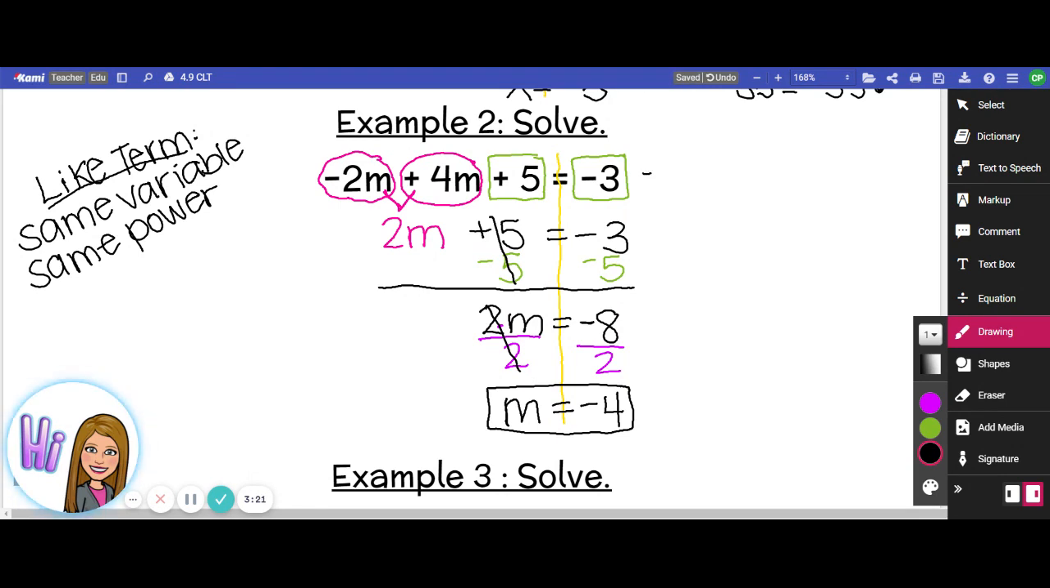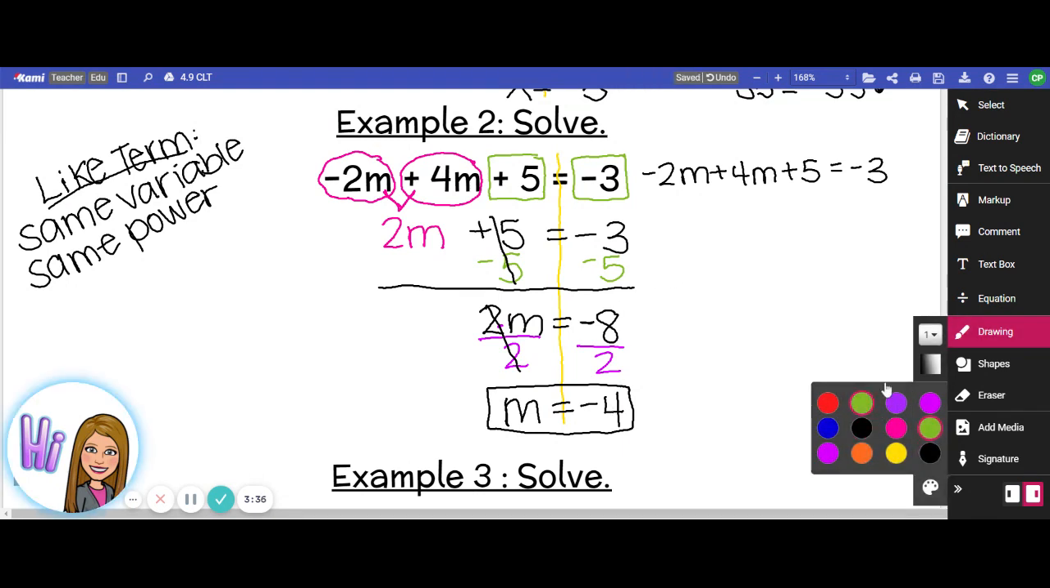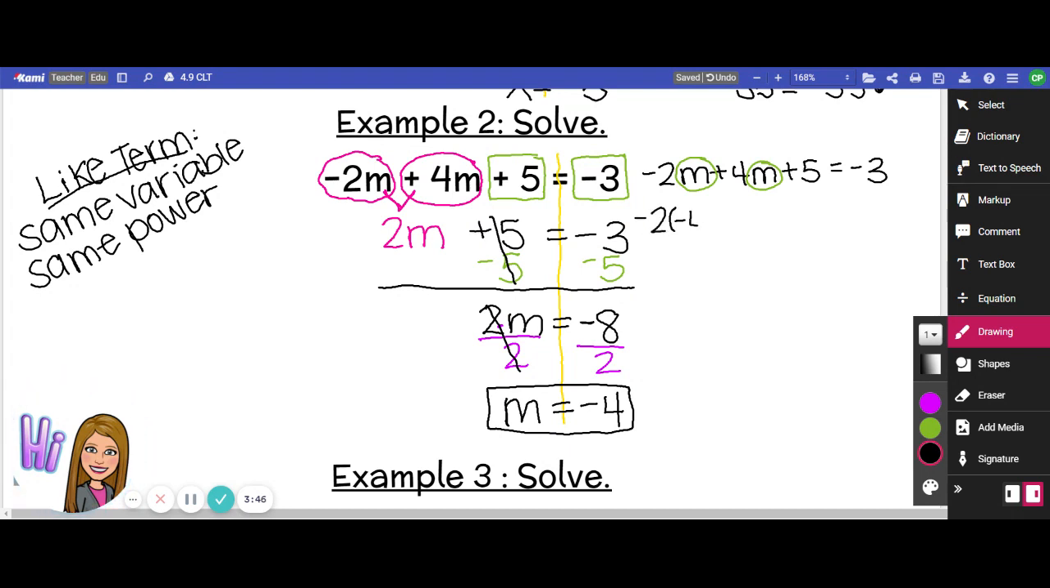So we've got negative 2m plus 4m plus 5 equals negative 3. So we want to plug in, instead of m, every time we see m, we want to plug in negative 4. So negative 2 times negative 4 plus 4 times negative 4 plus 5, is that equal to negative 3?